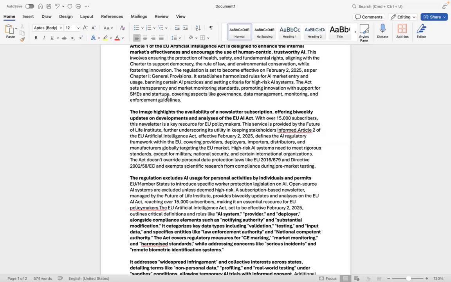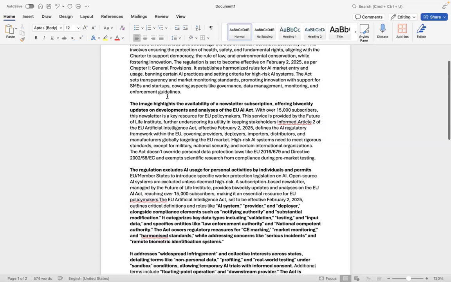And it is actually what Article 1 in Chapter 1 talks about. The Act sets transparency and market monitoring standards, promoting innovations with support for SMEs and startups, covering aspects like governance, data management, monitoring and enforcement guidelines.